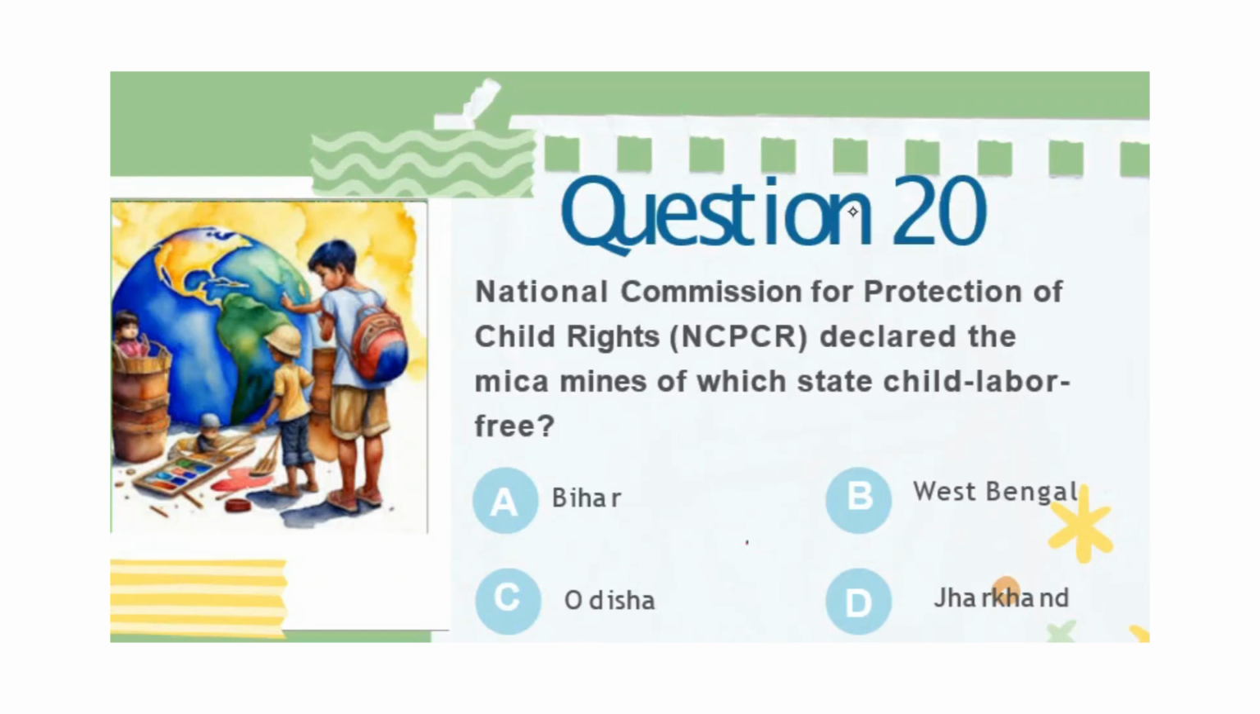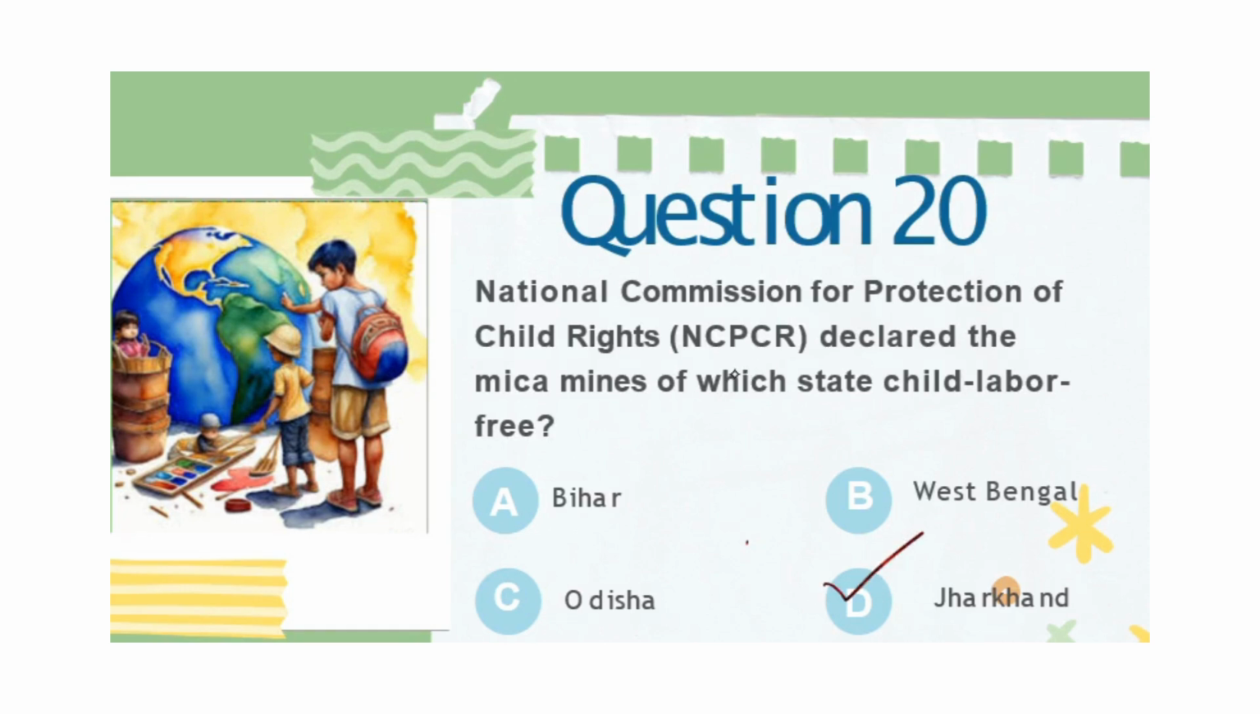Question number 20 is, National Commission for Protection of Child Rights declared the mica mines of which state child labor free? Option A is Bihar, option B is West Bengal, option C is Orissa, and option D is Jharkhand. And the correct answer here is option D.